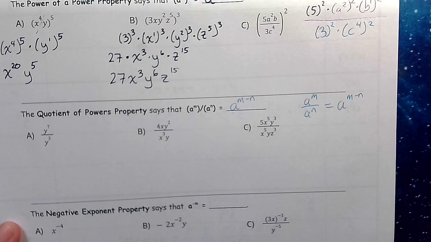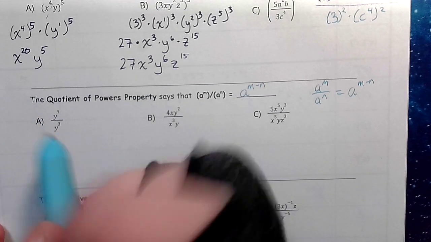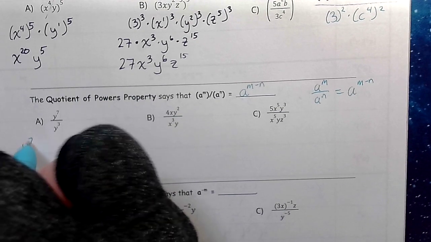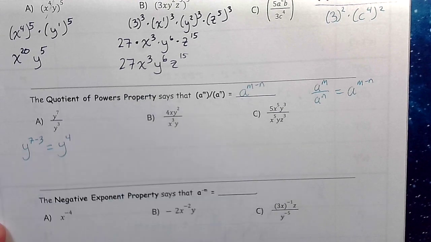So when we have two things with the same base being divided by each other, we subtract their exponents. So here, y to the seventh over y to the third, it's going to be y to the seventh minus 3, or y to the fourth.